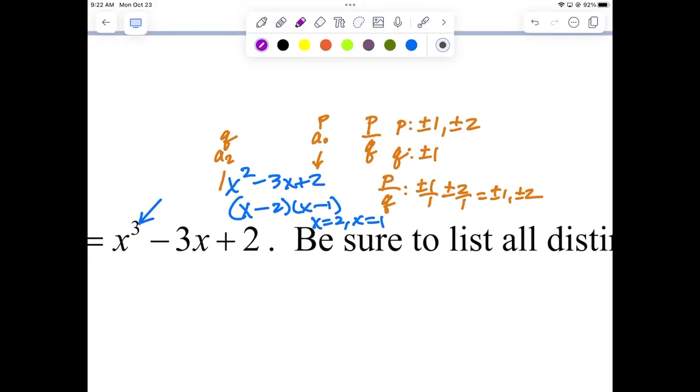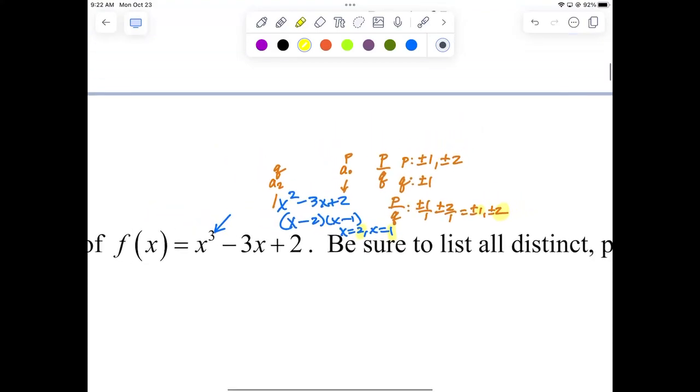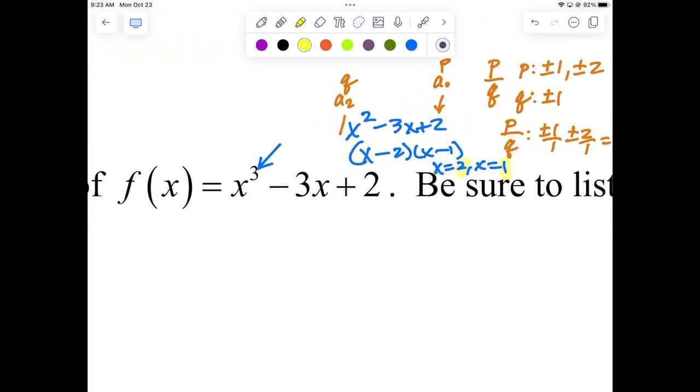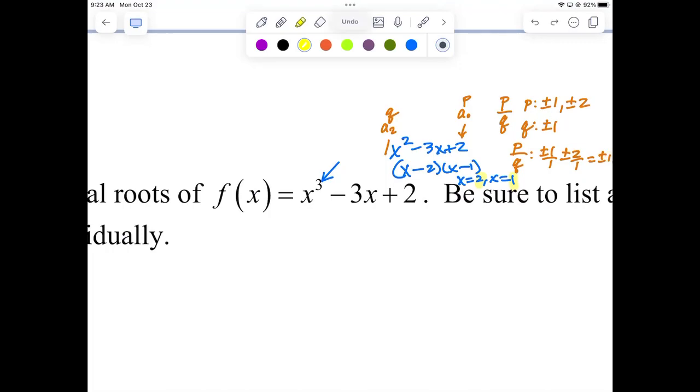One of my solutions was a 2, which was in my candidate list, and my other solution was a 1, which was also in my candidate list. So that's what the theorem tells you. If you are going to have nice rational solutions, either integer or fractions, they're going to be in that candidate list right there. We had 4 candidates, and 2 of them worked. Well, if it's x cubed minus 3x plus 2 and it doesn't factor, we are still going to list the possible rational solutions.